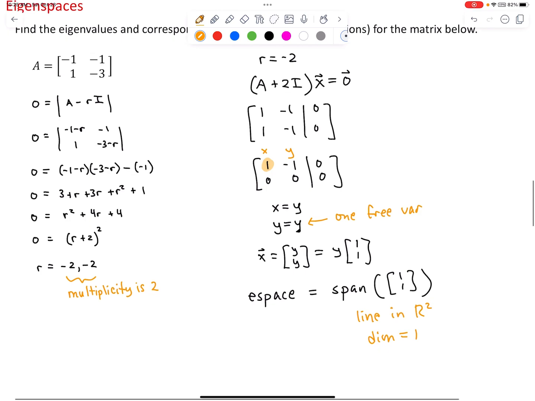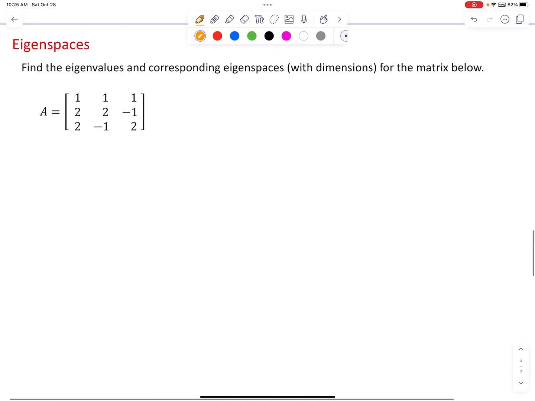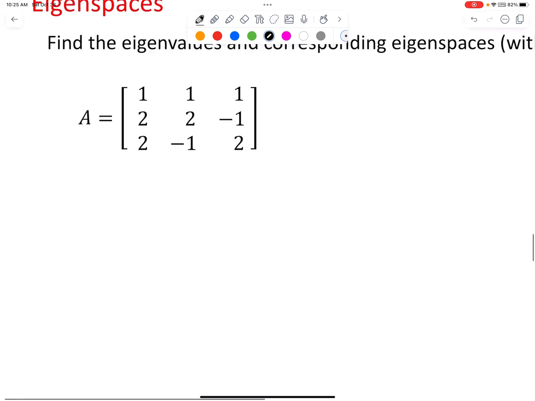Okay, the next page. Now we have a 3 by 3 matrix A, but the process is the same. Find the eigenvalues and corresponding eigenspaces with dimensions for the matrix below. So we begin by setting up the characteristic equation. 0 is equal to the determinant, and we remove R from the main diagonal. So you have 1 minus R, 2 minus R, and 2 minus R as the new main diagonal, and all the other entries stay the same.